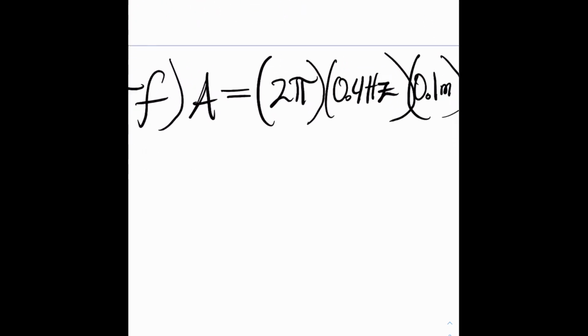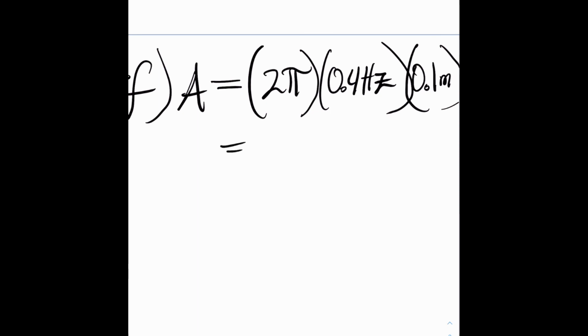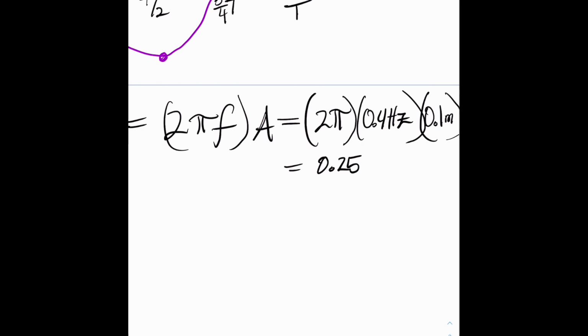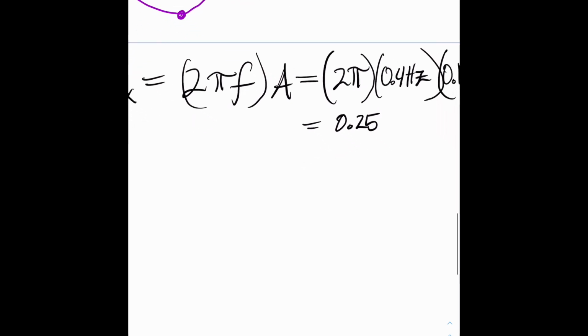Sorry, that's hard to read. I'm running out of room there to write. So 2 pi times 0.4 times 0.1 is equal to 0.251 meters per second. I guess I'll keep the 1 on there. It's probably wise. And this is our Vmax.